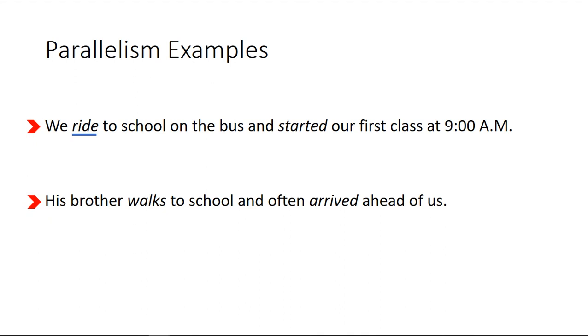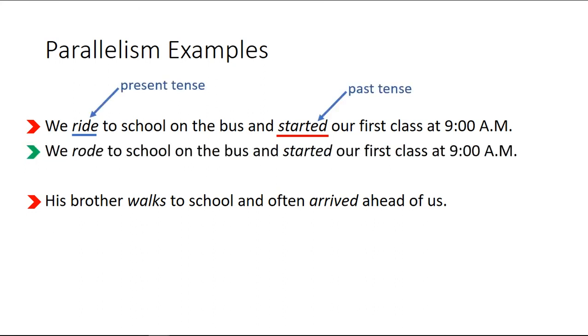Let's get another. All right, we ride to school on the bus and started our first class at 9 a.m. Once again, we've got present tense and then switched to past tense, and so that's incorrect. Here's the parallel version. We rode to school on the bus and started our first class at 9 a.m. So we've got past tense and past tense.